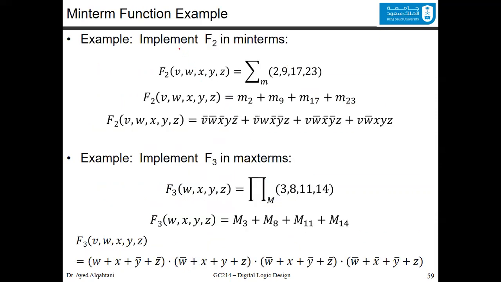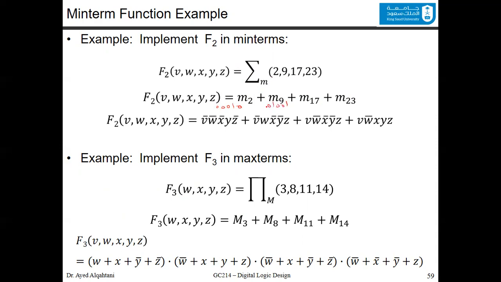As an example, if we are asked to implement f2 in min terms, and f2 has 5 variables, and you are given that this function is the sum of those min terms, 2, 9, 17, and 23. So you say, okay, I'll break it down: m small 2, m small 9, m small 17, and m small 23. For m small 2, we'll write the binary form on the side so you don't forget. It's 0, 1, 0. Since it's 5 variables, you will add 3 zeros. The 9 will be 0, 1, 0, 0, 1.